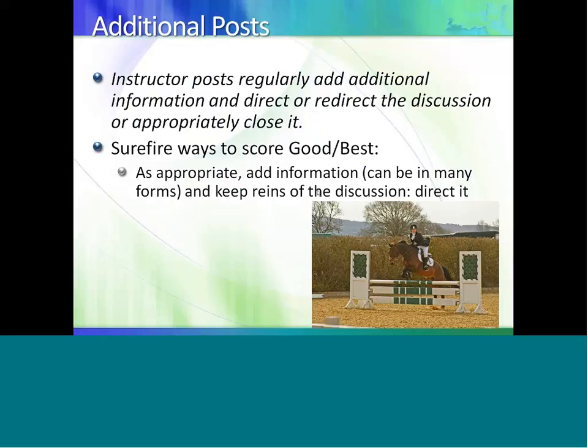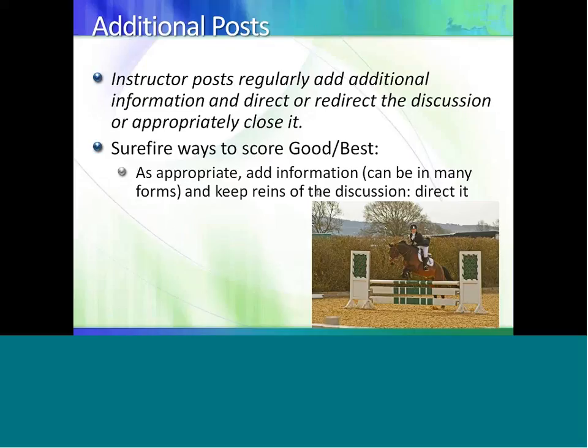So the wording of the category is that the instructor posts regularly add additional information and direct or redirect the discussion or appropriately close it. As I go through these and I think about all the discussions I've seen, as you all know, it's really an art form to facilitate these discussions. And so it certainly isn't necessary that every single post you make gives the student a brand new website, but again, it's what's appropriate to the moment.